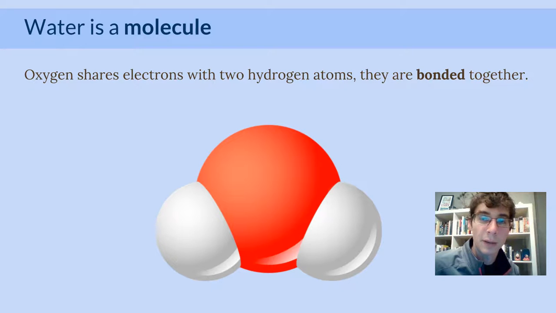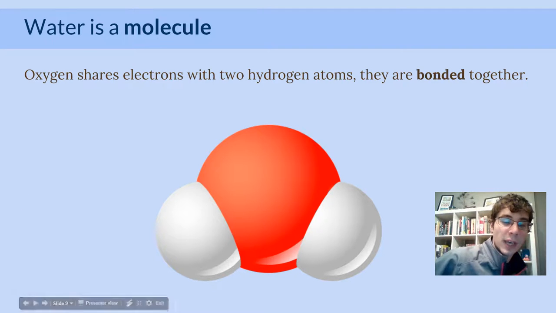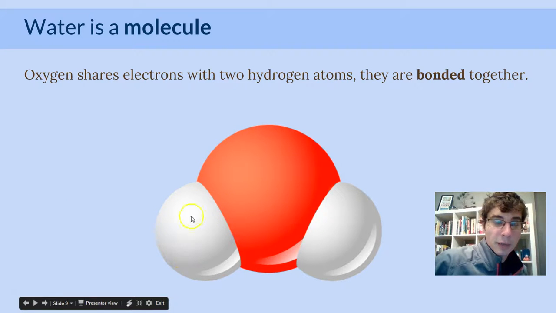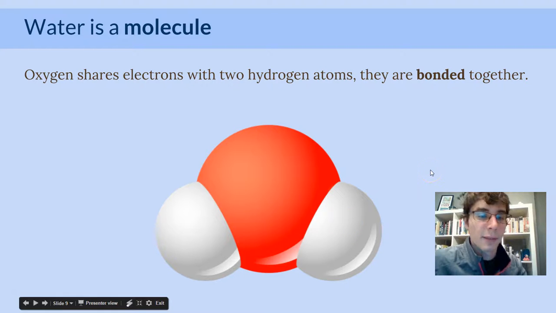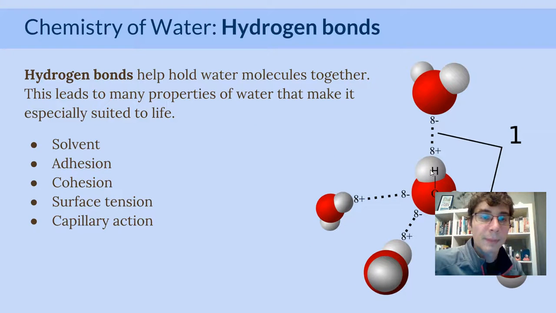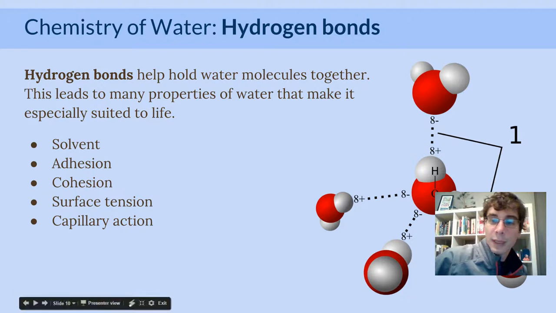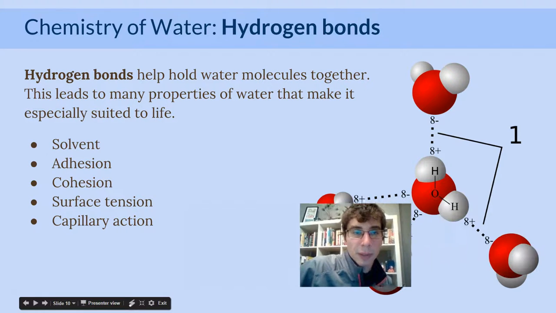Here is a model of water. It is 1 oxygen and 2 hydrogen, modeled here by a red sphere and 2 white ones. So oxygen shares electrons with these 2 hydrogen atoms, and we call that a bond. Remember, we talked about that last lesson. So this is what it looks like normally, but it also has some special properties.